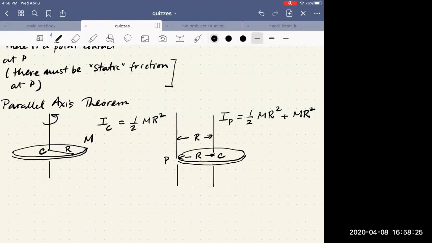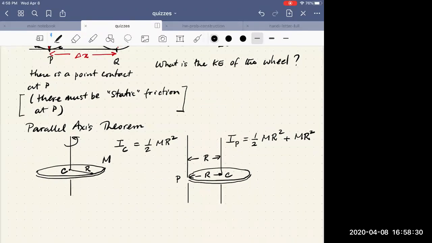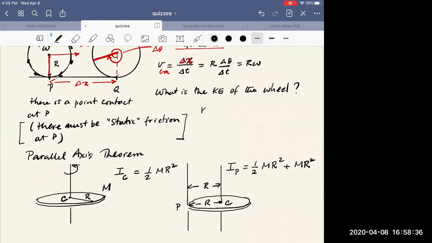All right, great. So let's now see if the parallel axis theorem will actually help us as we try to estimate the kinetic energy of the wheel. The kinetic energy of the wheel, KE of the wheel, about point P, let me call it KEP, is equal to 1/2 the moment of inertia IP times the angular speed omega squared. That's what I would think is what you would want.